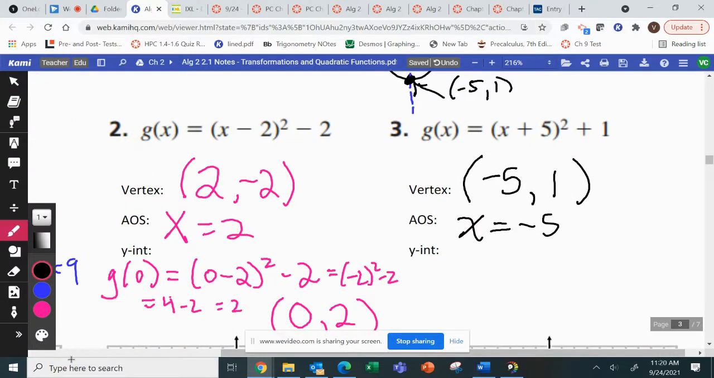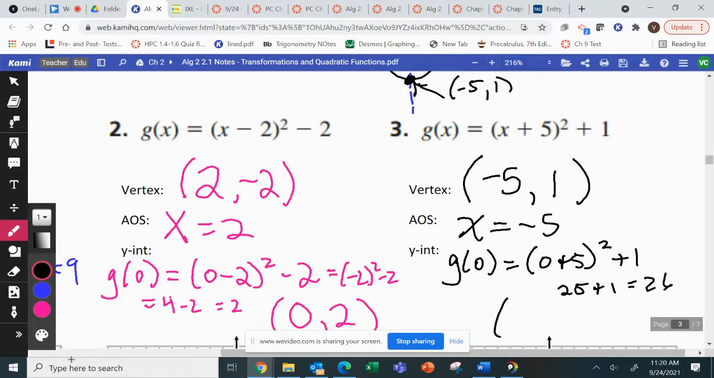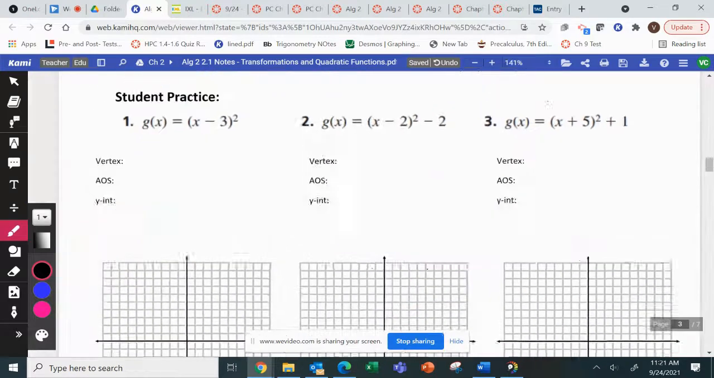The y-intercept, we will do g of 0. So I'm going to plug in 0 plus 5 squared plus 1, which is 25 plus 1, which is 26. Daniel, how do I write my answer? 0, 26. Very good. And if I had 0, 26, I would need to scale my graph differently. So I'm not going to graph that one because you guys can plot points. I just wanted to go over the top part.